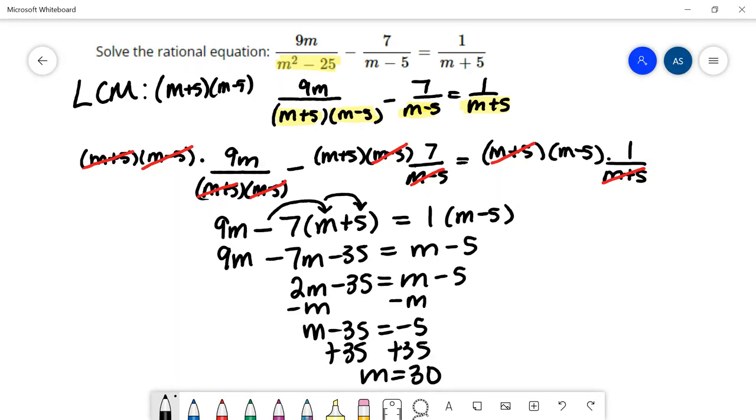So with m equal to 30, there's one last thing we need to do. We need to make sure that if I substitute m into these here, we don't get a 0. So if I substitute 30 in here, I get 30 plus 5, that's 35. 30 into here, 30 minus 5, that's 25. 30 minus 5, that's 25. 30 plus 5, that's 35. So we never divide by 0, so we're able to keep that solution of 30.